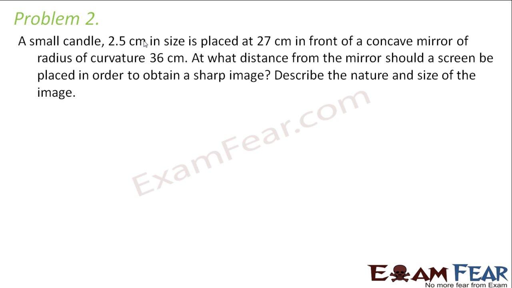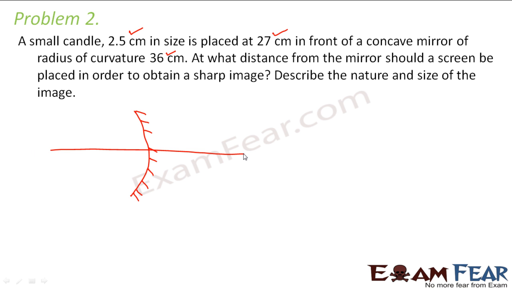It says that a small candle 2.5 centimeters in size is placed at 27 centimeters in front of a concave mirror of radius of curvature 36 centimeters. That means you have a concave mirror somewhat like this. You have a small candle. The height of the candle is given as 2.5 centimeters. That means the height of the object is 2.5 centimeters. Now since it is above the principal axis, this would be positive.